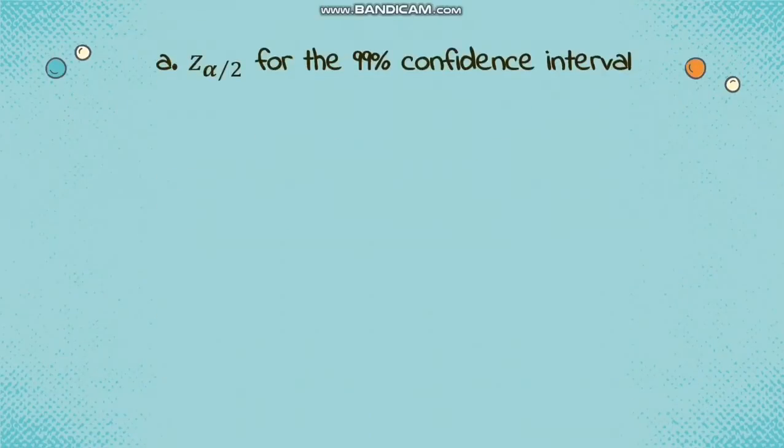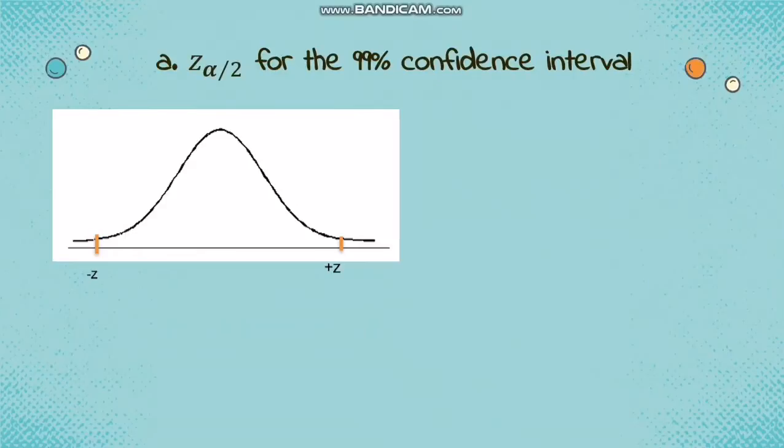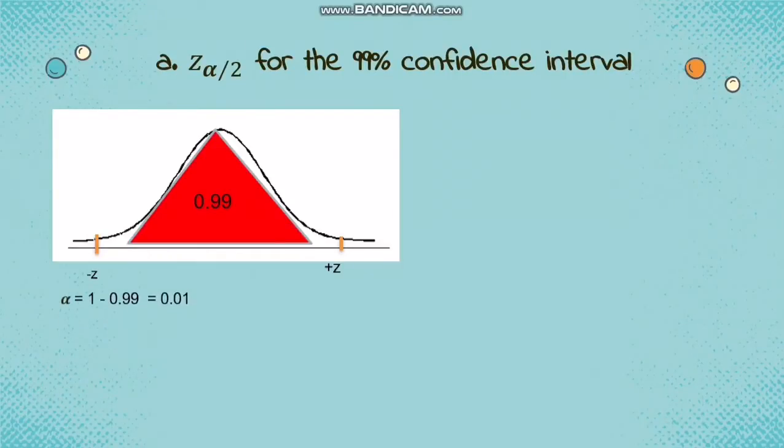So, let's start to answer A, which is z sub alpha over 2 for the 99% confidence interval. By the use of the normal curve distribution between negative z and positive z, the area of this region is based on the confidence level, which is 99%. So, this area is 0.99. Let's first find the value of alpha, which represents the total area in both tails of the standard normal distribution curve. So, alpha is equal to 1 minus 0.99, which is equal to 0.01.